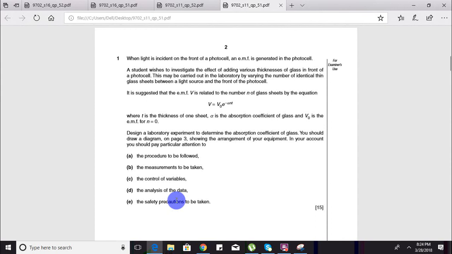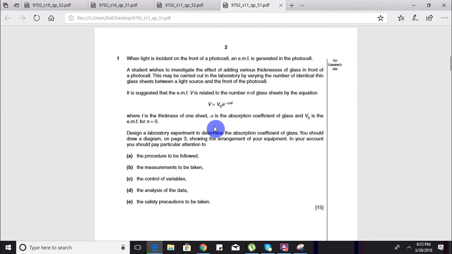And when you're choosing what material of glass to use, you have to ensure that it is glass with a fairly low density and so a fairly low absorption coefficient, so that you can have a large value of n, and so any readings you get will be more significant.